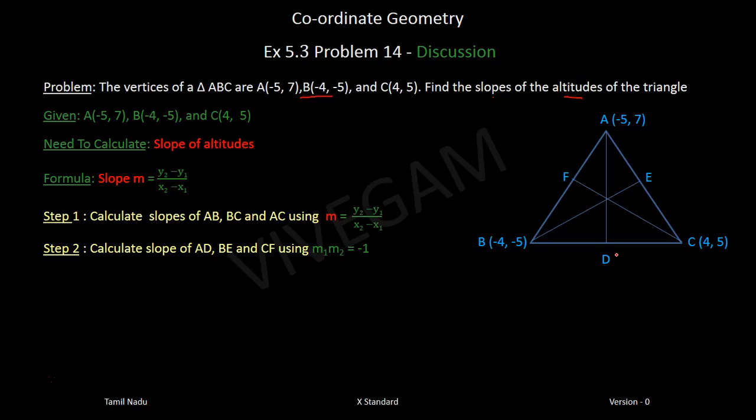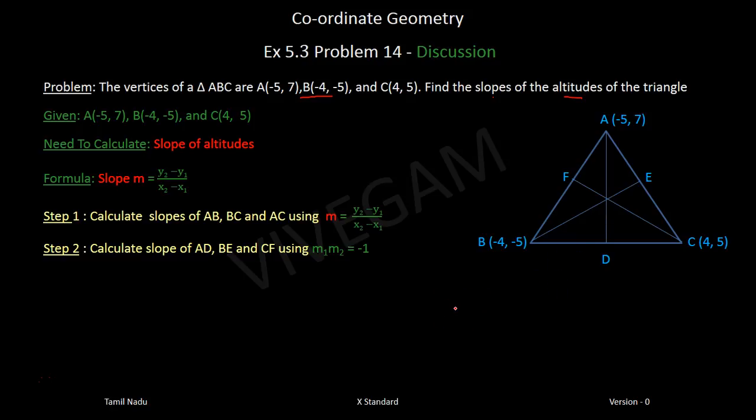Okay, so suppose the slope of this line is 5. The slope of AD will be -1 by 5, because m1 m2 equal -1. m2 will be equal to -1 by m1. Right, that's all it is. If it is 10, this will be -1 by 10. If this is -10, this will be 1 by 10. Okay, that's all it is.